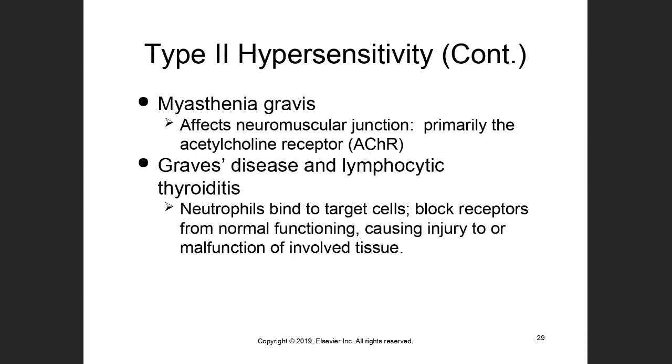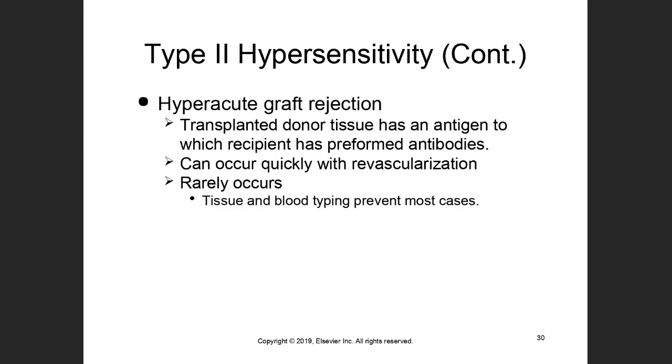We have a disease that is myasthenia gravis. That is a problem in the acetylcholine receptor in the neuromuscular junction. Graves' disease is a type of hyperthyroidism. Okay? Graves' disease is a hyperthyroidism. It's also type 2 hypersensitivity. And hyperacute graft rejection is a type 2 hypersensitivity.